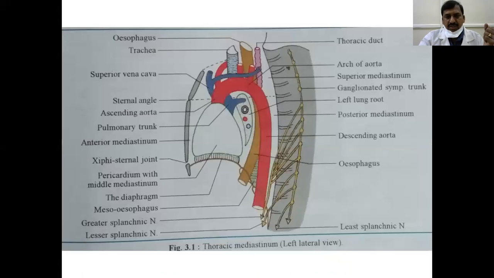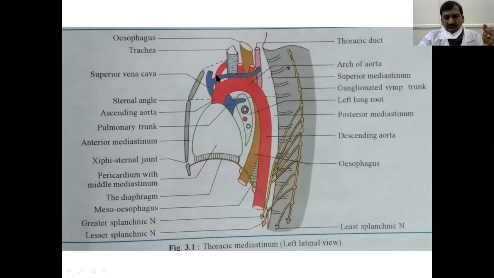You see here, this is the arch of aorta. This small part is called the ascending aorta, and then it continues as the arch of aorta. Then it continues as the descending aorta. Here, from the arch of aorta, there are three trunks.